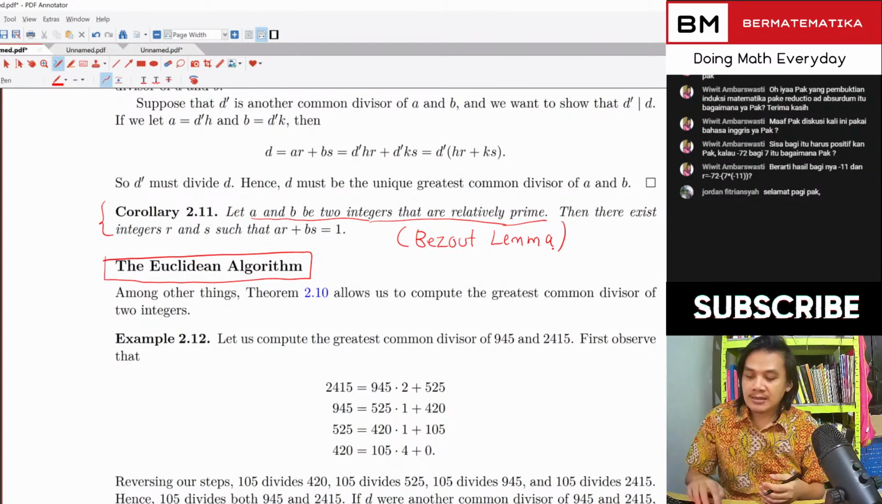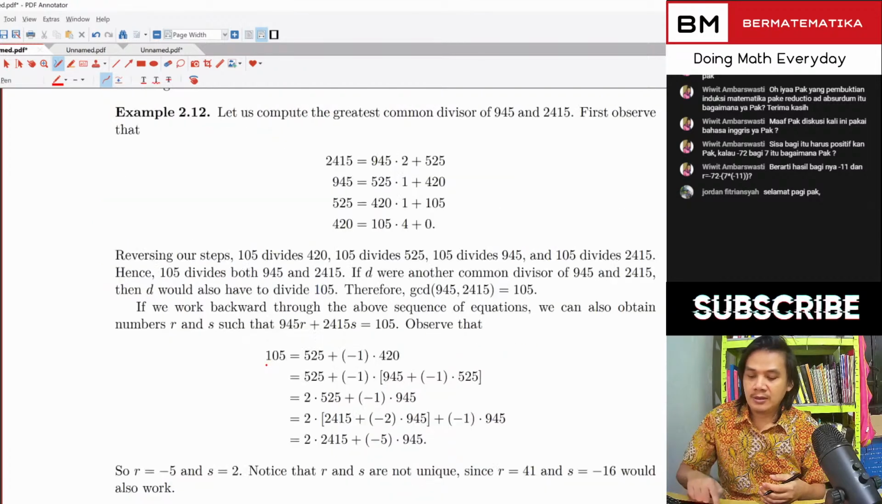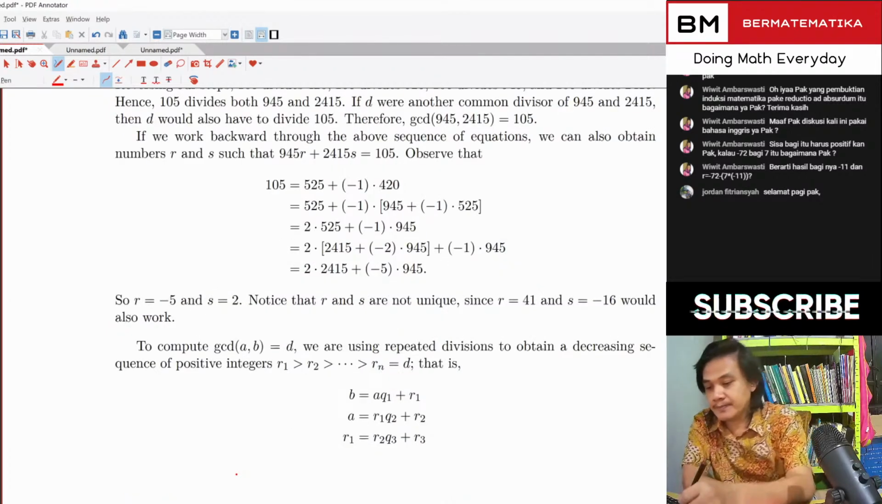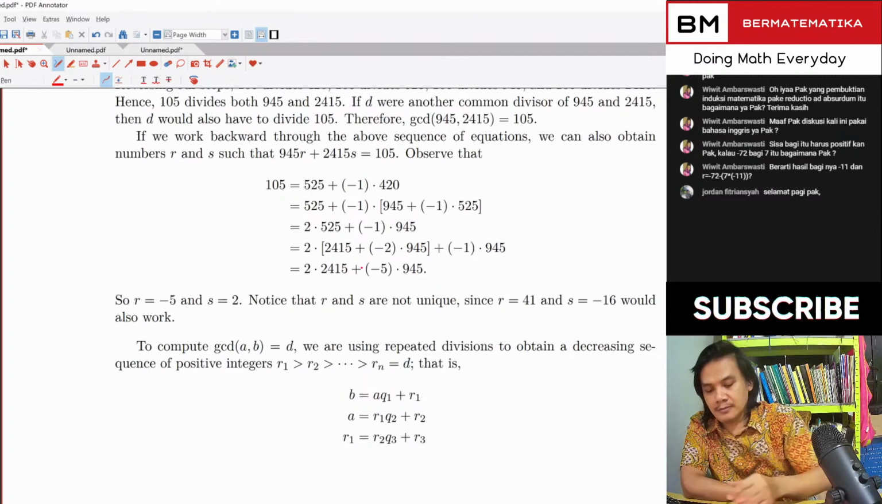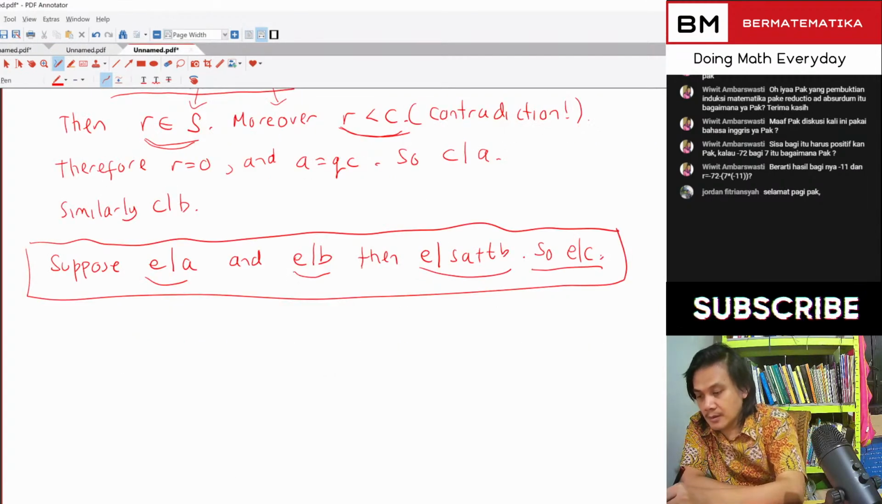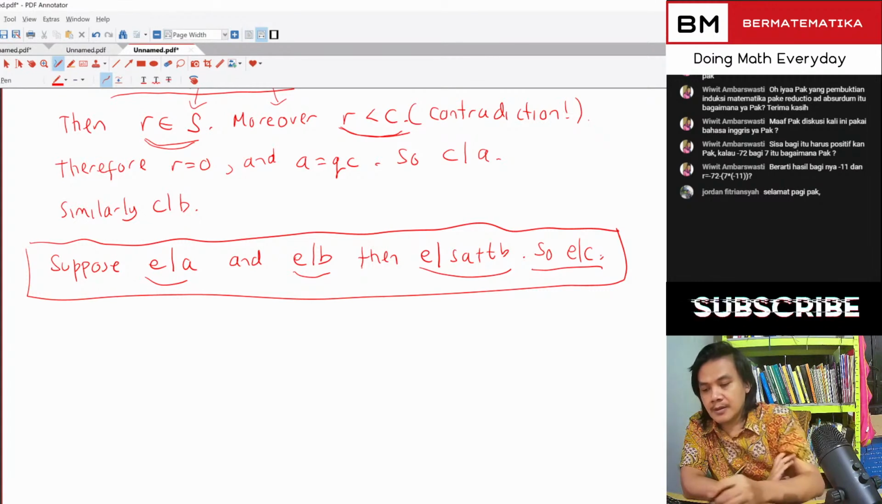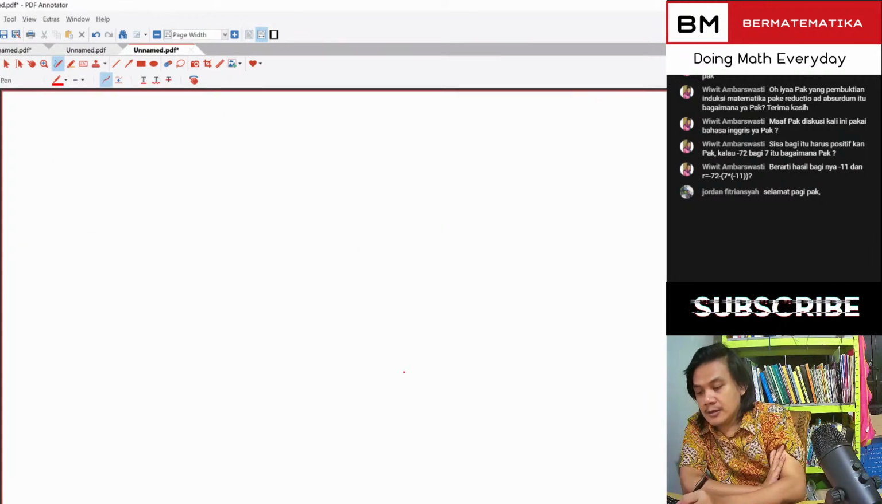Okay, the next one is the Euclidean algorithm. I don't know, I think let's just prove it using my way. So let's prove it. The Euclidean algorithm.